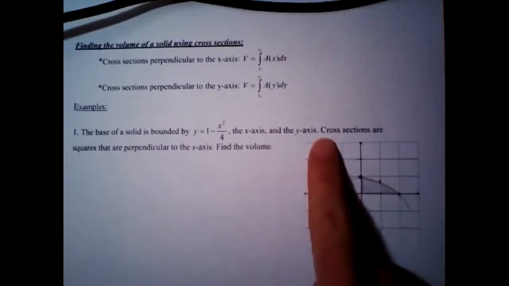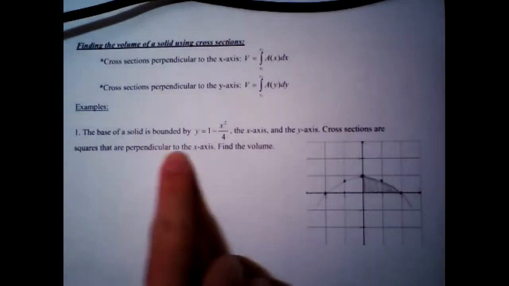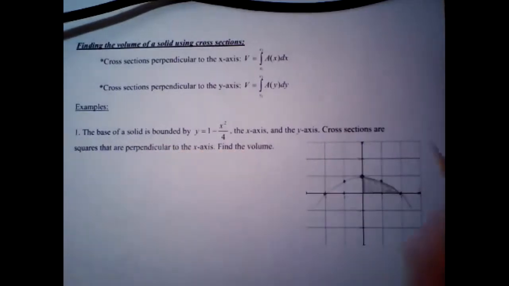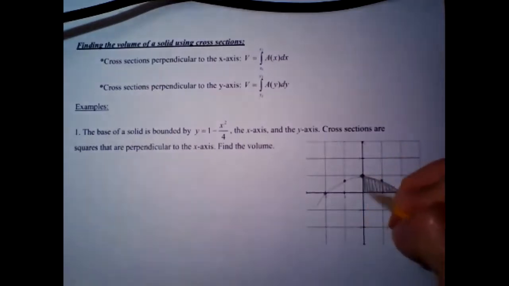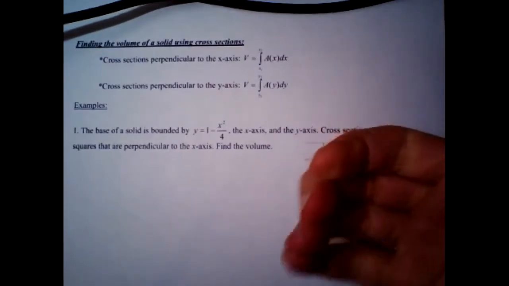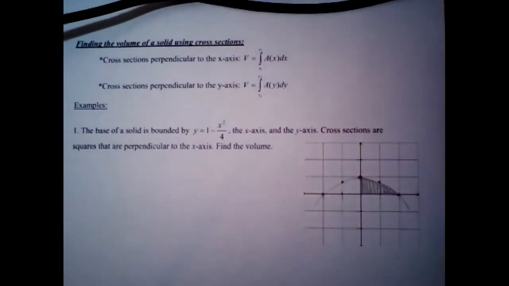Now, this says that our cross sections are squares perpendicular to the x-axis. So you've got an infinite number of squares that are perpendicular to the x-axis, all sliced up like that. And you have to imagine them coming out of the paper at you like this.